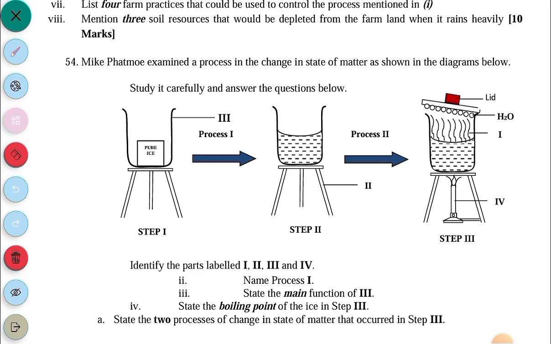Examine the process in the change of state of matter as shown in the diagram below. So we have to identify: I is vapor, II is a tripod stand, III is a beaker, then IV is a Bunsen burner. Name the process I. Okay, the process I is known as melting.